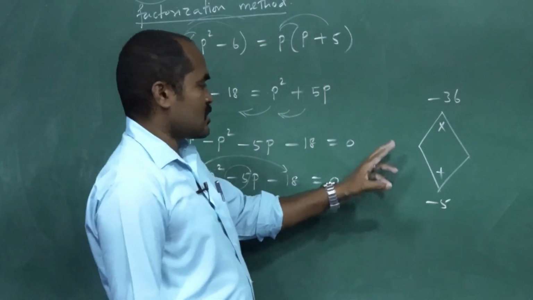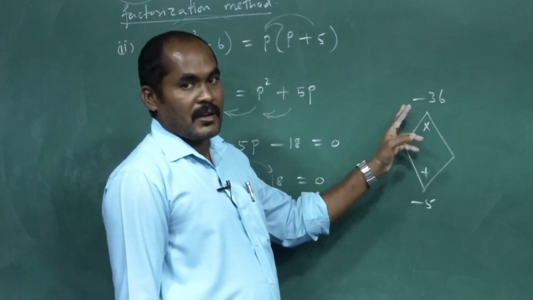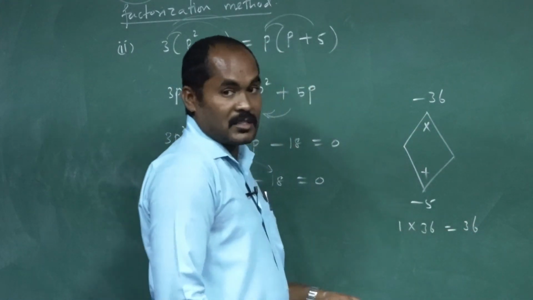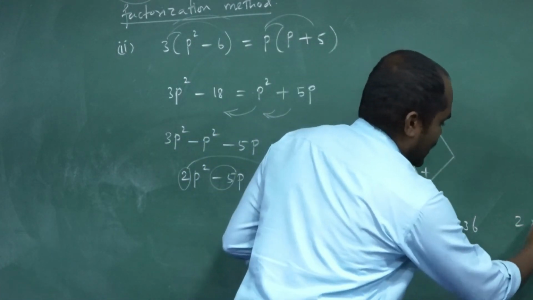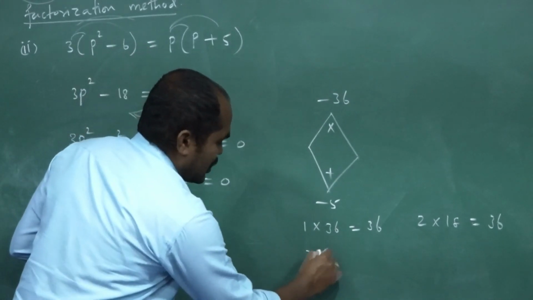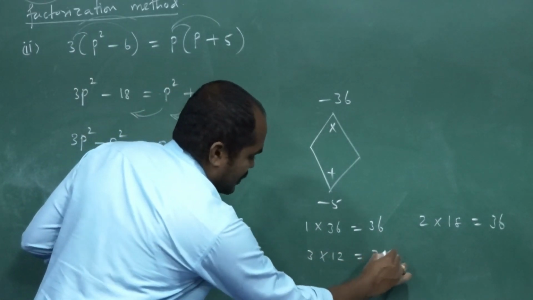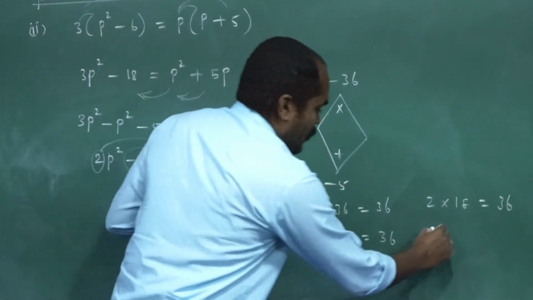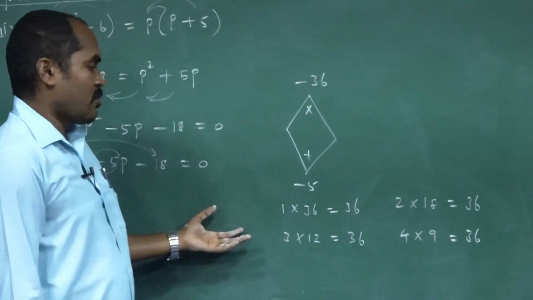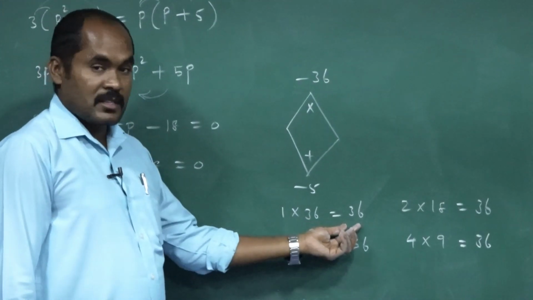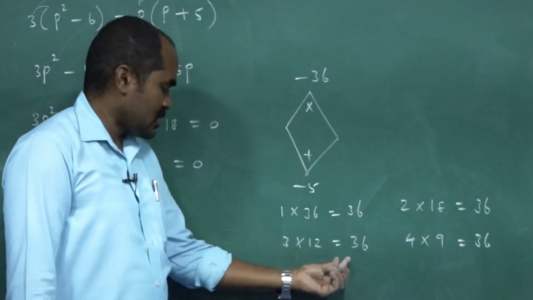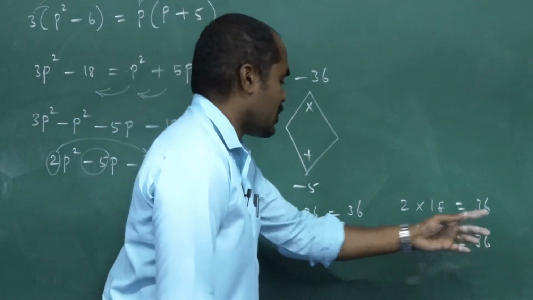So what are the possibilities? The product of two numbers is 36. 1 into 36 is 36, 2 into 18 is 36, 3 into 12 is 36, and 4 into 9 is also 36. So there are 4 possibilities: 1 into 36, 2 into 18, 3 into 12, 4 into 9.